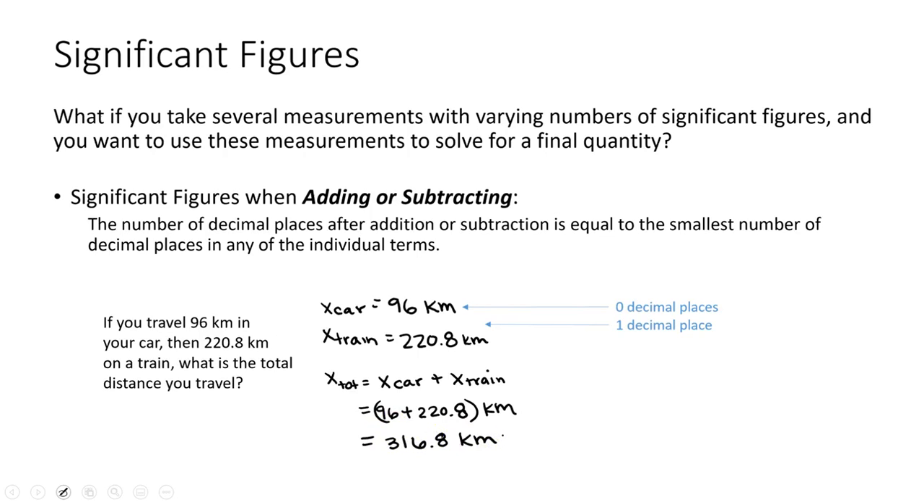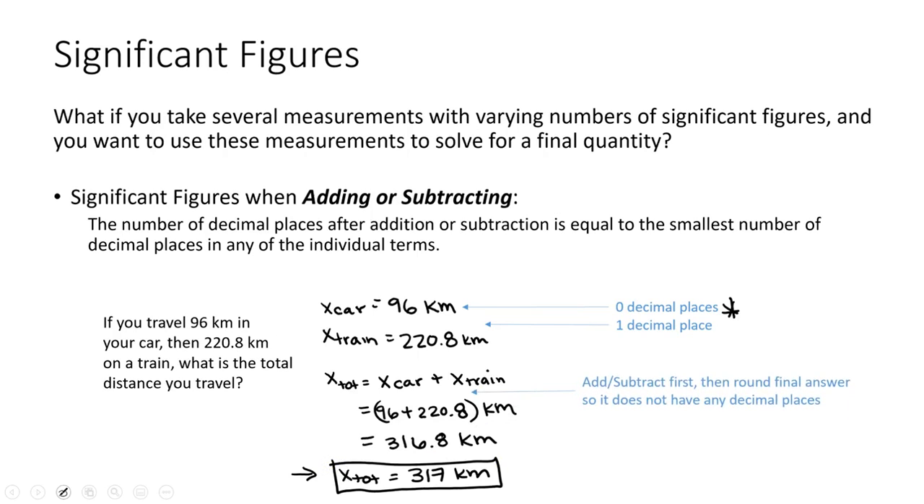Okay, and so now to round this, I need to think about which number has the lowest number of decimal places. That must be x car, which had 0. So I need to round this to 0 decimal places. That gives me my final answer. X total equals 317 kilometers. Okay, we're all set.